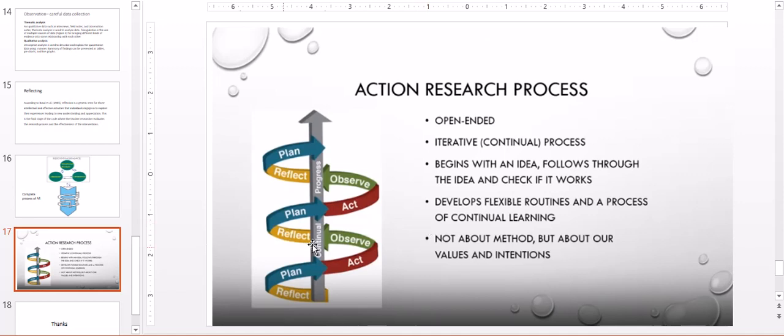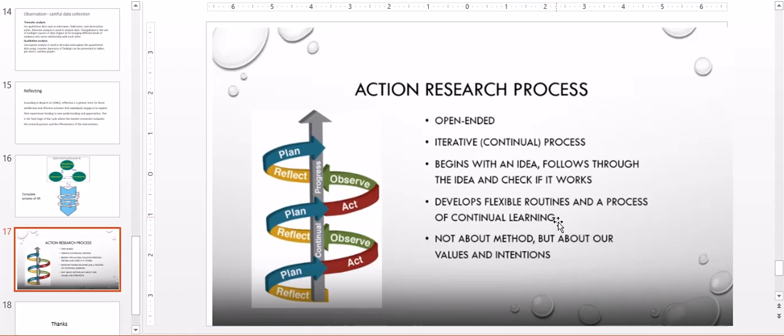The spiral cycle is continuous and progressive, and it keeps on improving. The action research process is a very open, iterative, continual process. It begins with an idea, follows through on the idea, and checks if it works. So we continuously think about how it is planned, act, observe, reflect, and plan again. This is why it is a very continuous process. It is open and never ending. Improvement can happen every day. You keep on acting on your own actions and look at what you can do to improve.